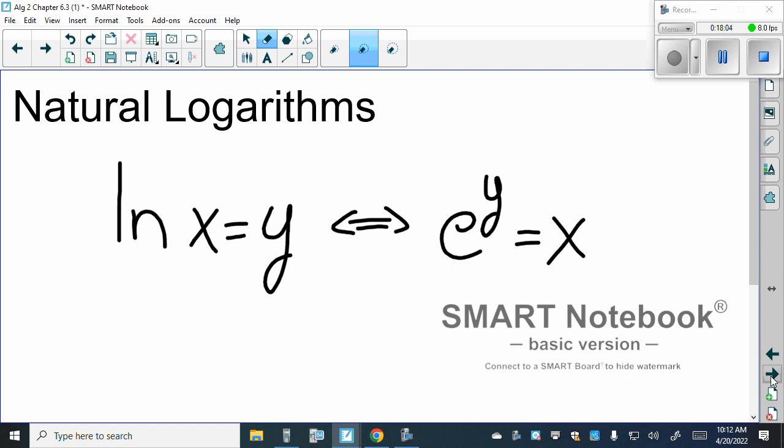It is not written, but the base of every natural log is e. It's understood to be e. So we don't write it in. So whenever we look at these here, ln of x, it's understood to be ln base e of x. We just don't say the base since it's understood.